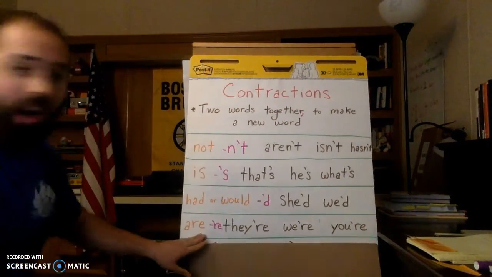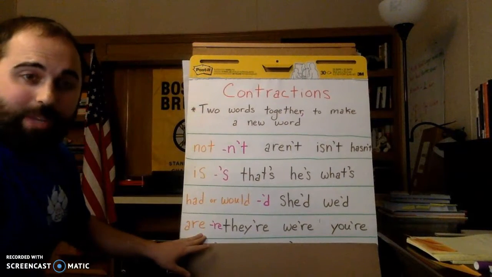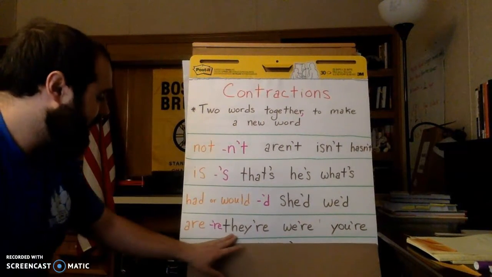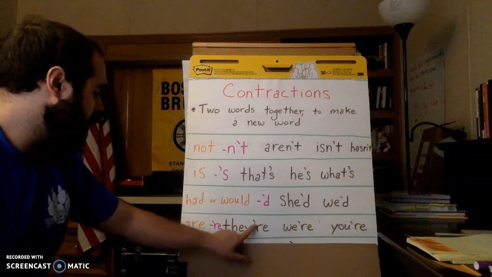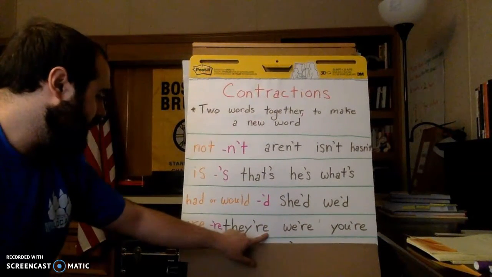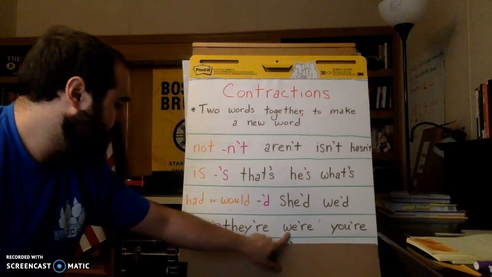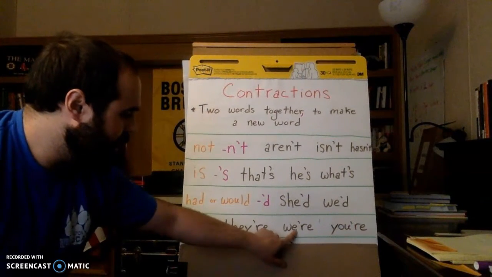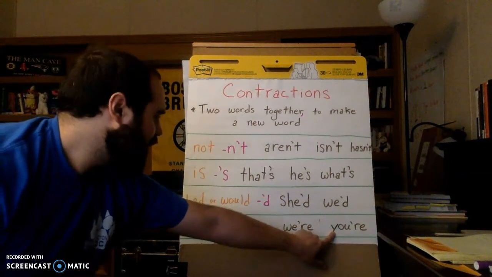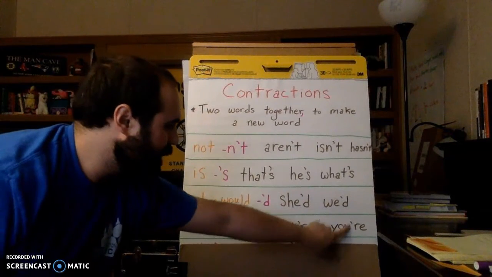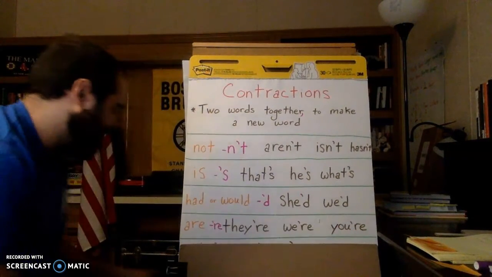All right. Are is a big one. We might be using this one a lot. Like they are, they're. So apostrophe r-e. We are, we're. We apostrophe r-e. Or you are, you're, you apostrophe r-e.